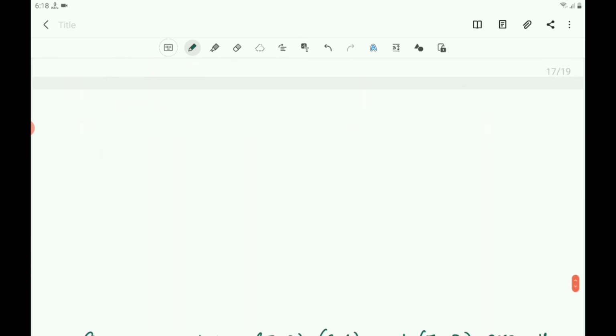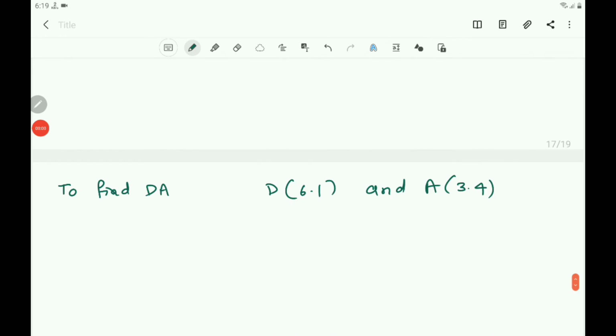Next one, DA. To find DA, D is a point with the coordinates 6, 1, you know it. And A is a point with coordinates 3, 4. So you write DA or AD.